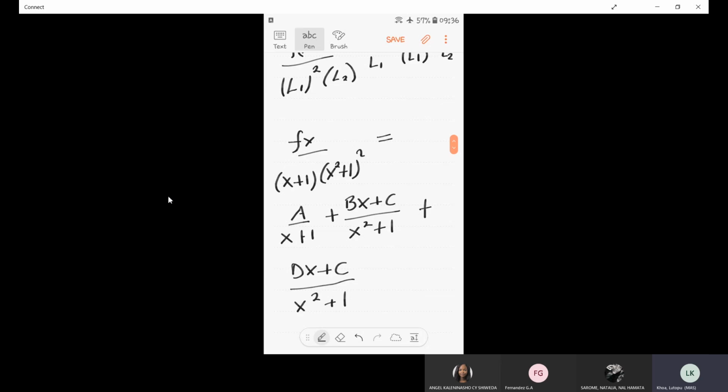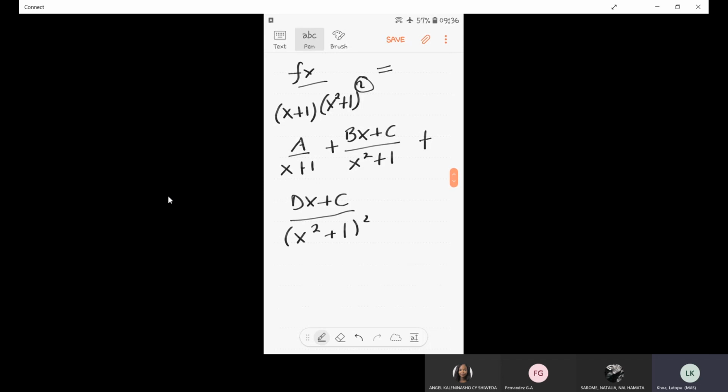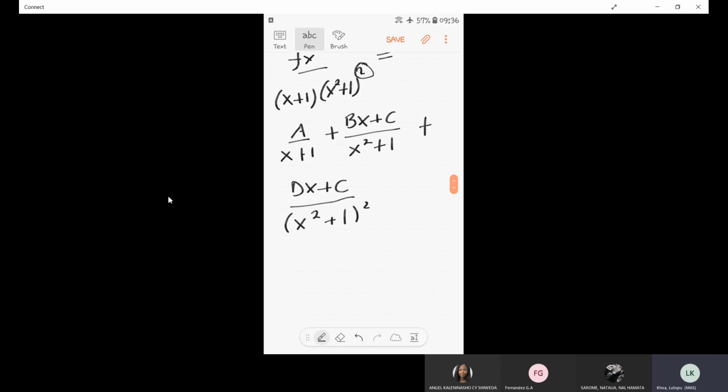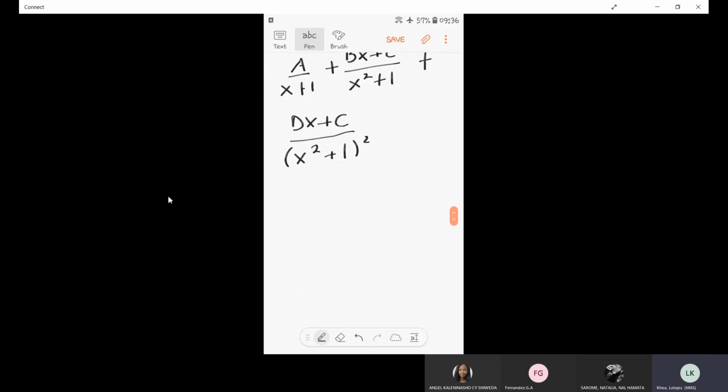Okay, so notice I'm doing the same thing and building up to this x squared plus 1 squared. So if my exponent over here was 3, I would have x squared plus 1, then x squared plus 1 squared, x squared plus 1 cubed, and so on. Okay, so it's not different than when I had repeated linear terms.